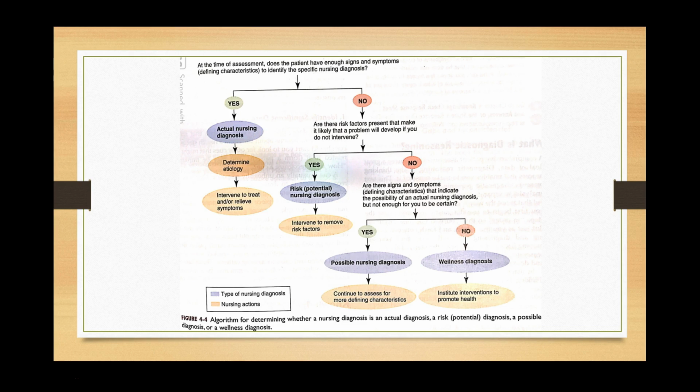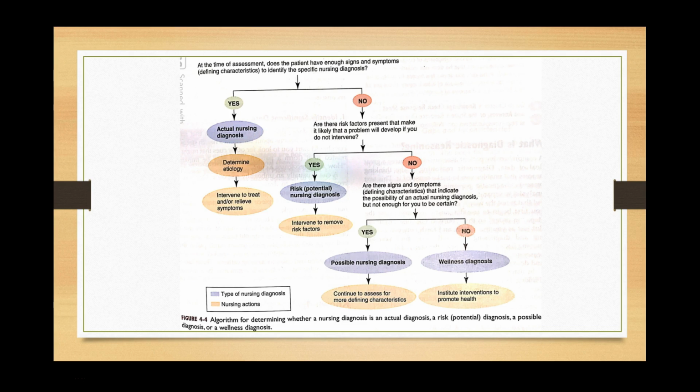If the answer is no, then you need to go a little bit further. Are there risk factors present that will make it likely that a problem will develop if you do not intervene? Yes or no? Yes, there is a potential for a problem to develop. Say, for example, that we have a patient that's NPO. Is there a risk for nutritional imbalance? Yes or no?